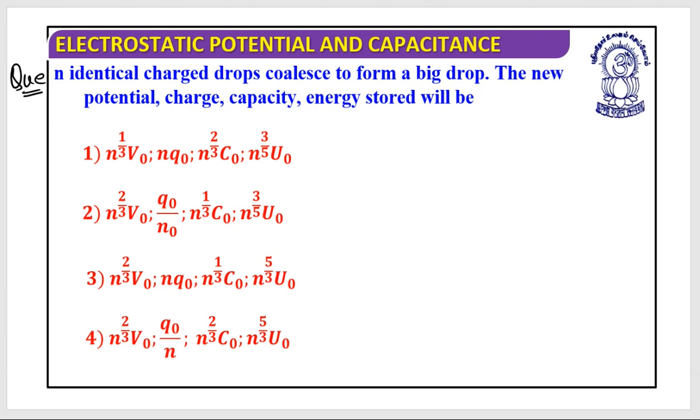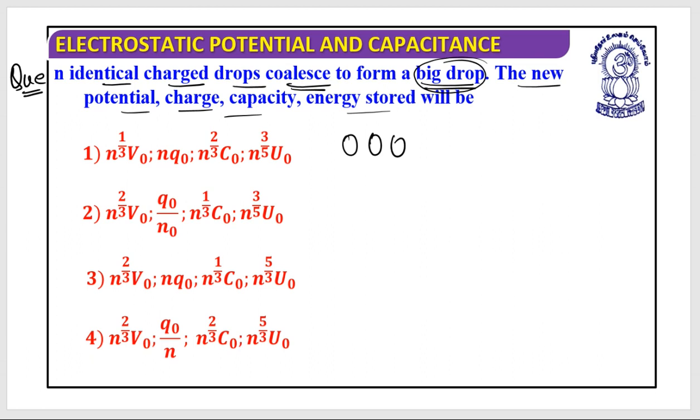The question is: n identical charged drops coalesce to form a bigger drop. Yes, so they are going to merge with each other and make one bigger drop. The new potential, new charge, new capacity, new energy stored, everything that I require. So what I can do is, suppose the things would be something like this.